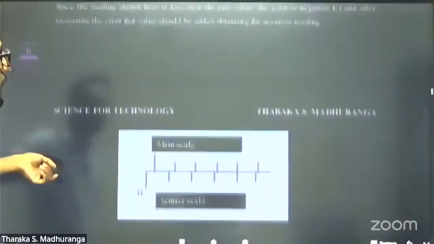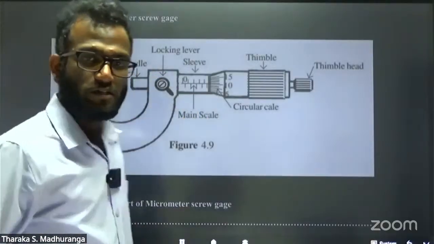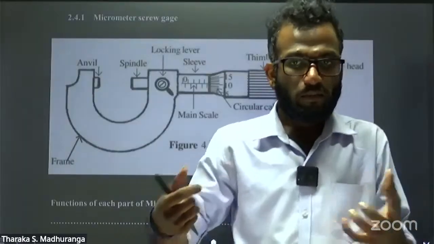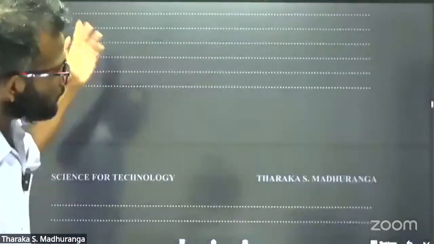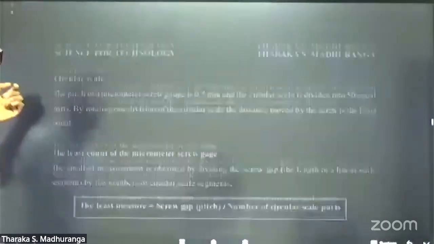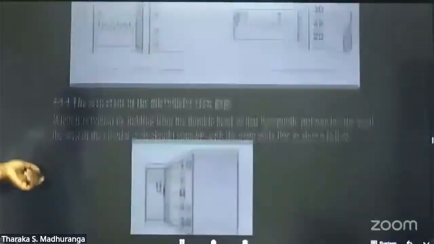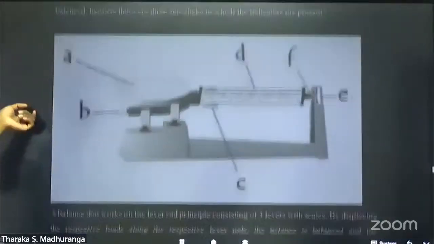After that, we discussed the micrometer screw gauge. The micrometer screw gauge is another instrument that we discussed to measure very small lengths. We discussed every part, the functions of each part, how we get measurements using the micrometer screw gauge, and what the errors of the micrometer screw gauge are. Finally, we discussed the triple beam balance. This is the micrometer, still the micrometer. Okay, that's a triple beam balance.